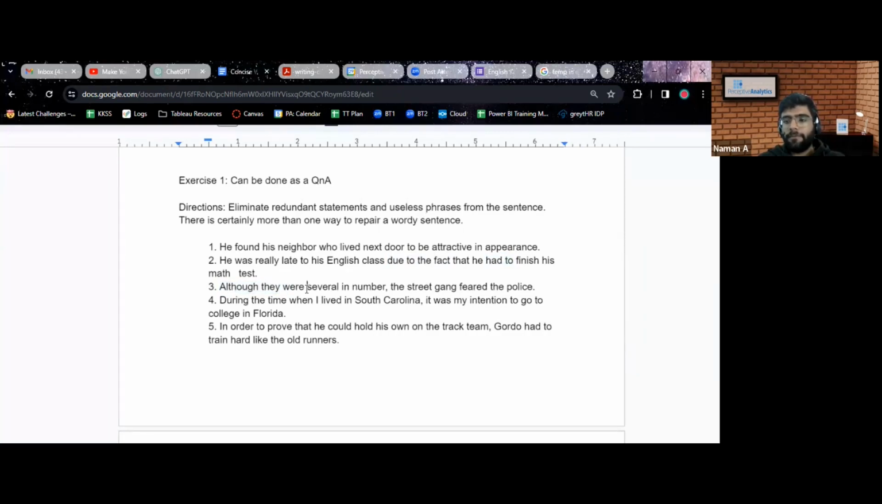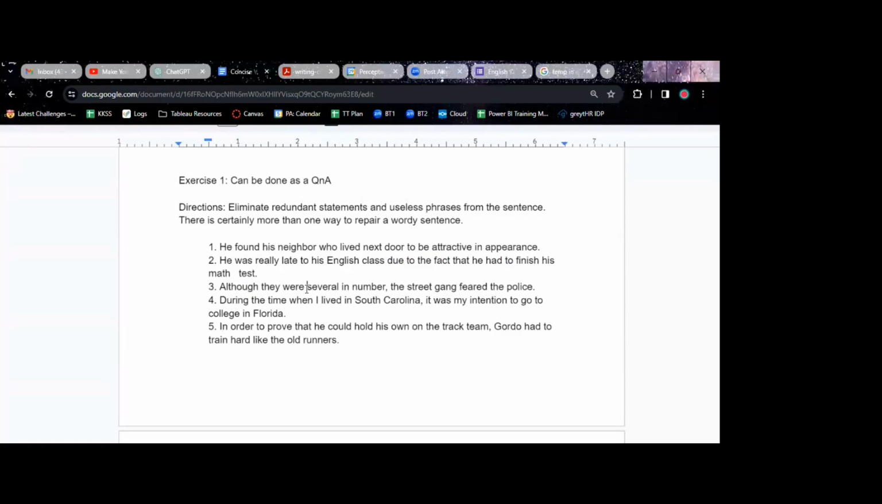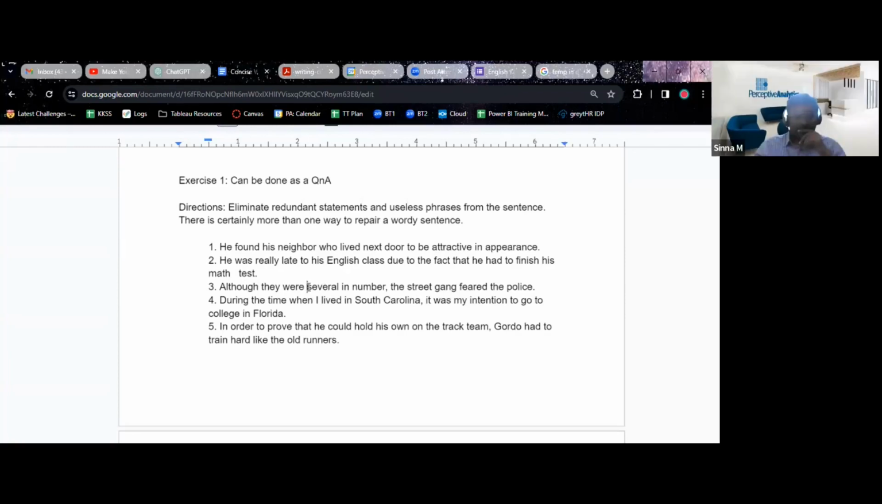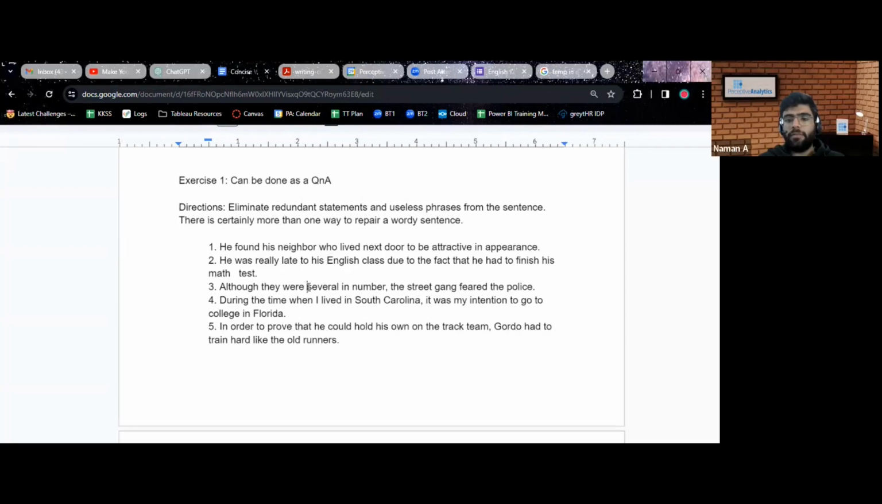The third one is: although they were several in number, the street gang feared the police. I think several in number can be replaced with few. Numerous, several in number is more, no? Yeah, I think numerous could be a good word. So we can say, although numerous, the street gang feared the police. We don't need they were.